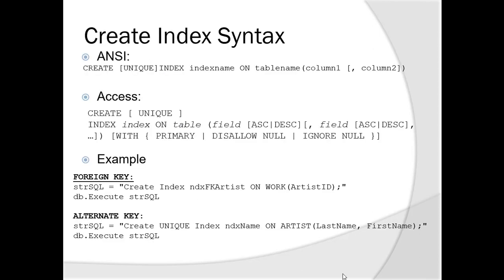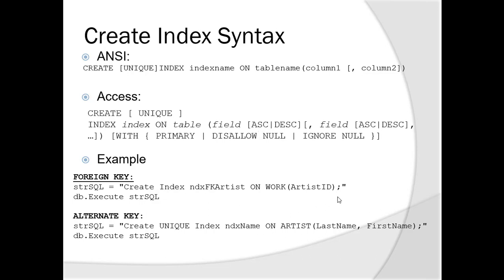So here is the ANSI syntax for creating an index. Create, optionally unique, if that field's going to be unique, alternate keys, recall. Create unique index, you make an index name up, on the name of the table and one or more columns that you plan on indexing. Think of an index as the index in the back of a book. It helps you find things faster. With Access SQL, it's pretty much the same, but you have the option to indicate whether you want the field to be ascending or descending.